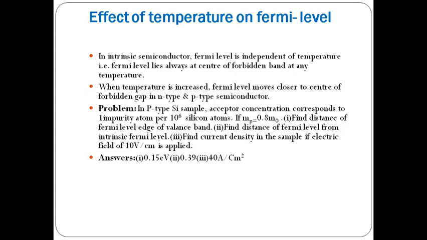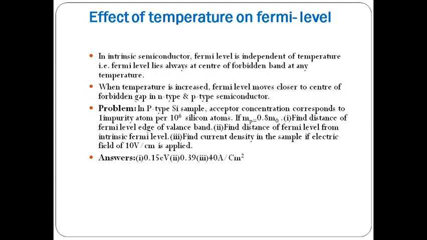Why? Because when temperature increases, the electron concentration increases and the hole concentration increases. At high temperatures, the donor concentration is small compared to the thermally generated electron concentration. So N equals Nt and P equals Nt. That means the concentrations of electrons and holes are the same at high temperatures. Therefore, the n-type semiconductor will behave like an intrinsic semiconductor because the concentrations of electrons and holes are the same. Therefore, the Fermi level moves to the center of the forbidden band.